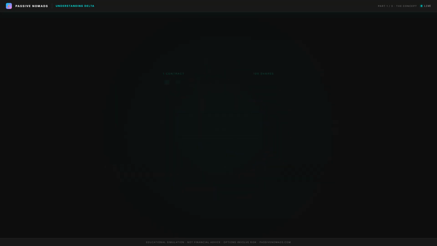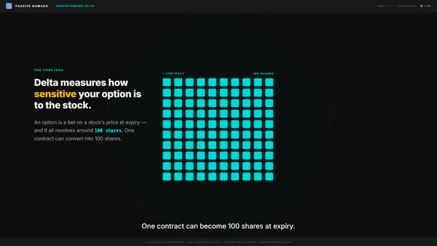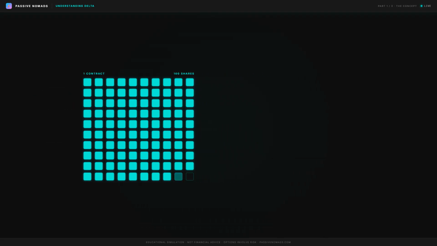Delta is simply telling you how sensitive your option position is to the underlying stock. We all know options are essentially a bet on the price of a stock around the contract's expiry. And it all revolves around 100 shares because one contract can convert into 100 shares at expiry. So here's the key. The delta of an option tells you how many of those 100 shares your current option position is behaving like right now.